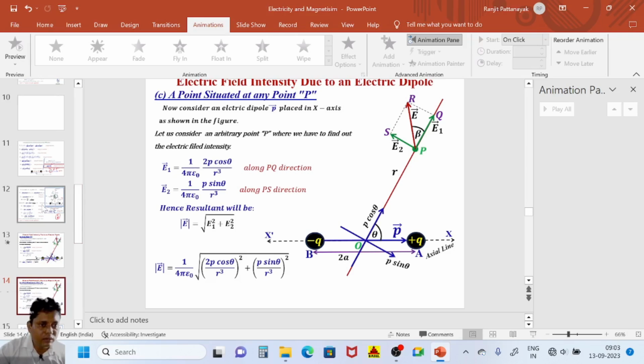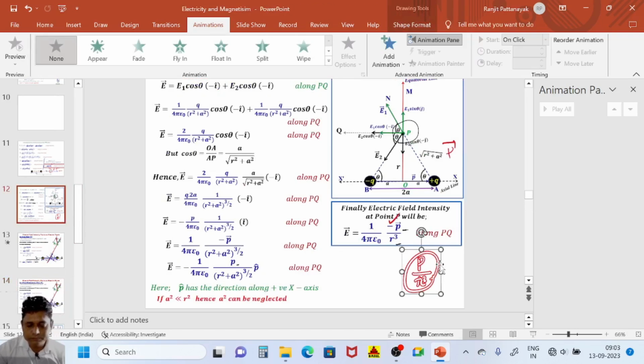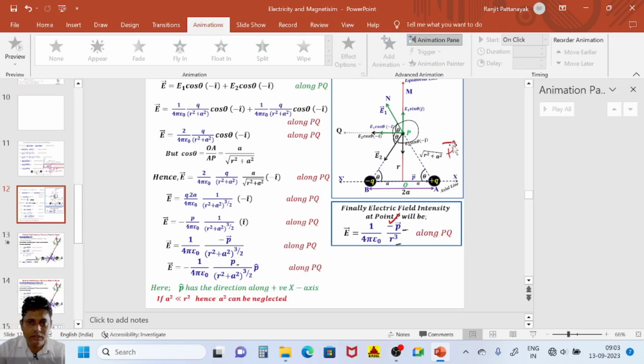Whenever we discussed the equatorial case, this is the dipole moment, and the electric field intensity was along this direction, that means opposite to the dipole moment.